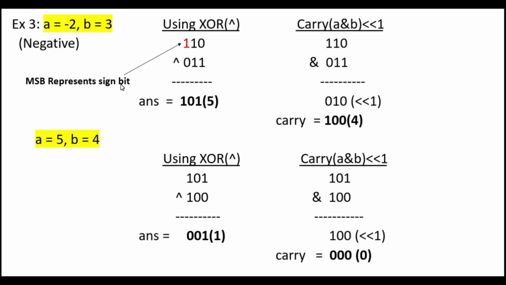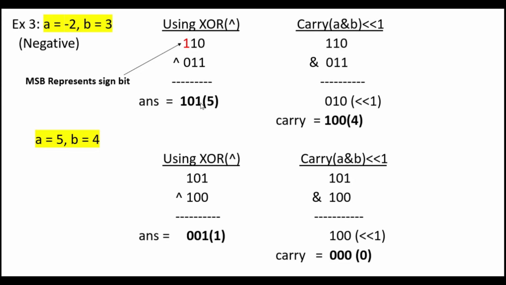Let's see another example. A is equal to minus 2 and B is equal to 3. This problem contains a negative value. If the most significant bit is 1, it means the value is negative. If it is 0, the value is positive. And the rest of the operation is the same.